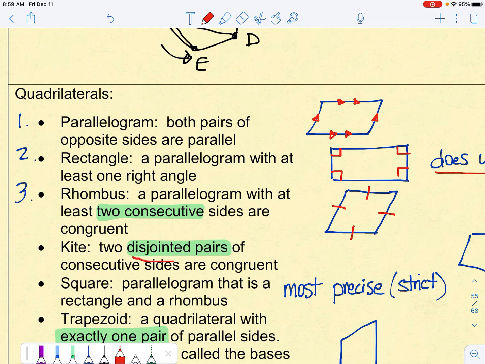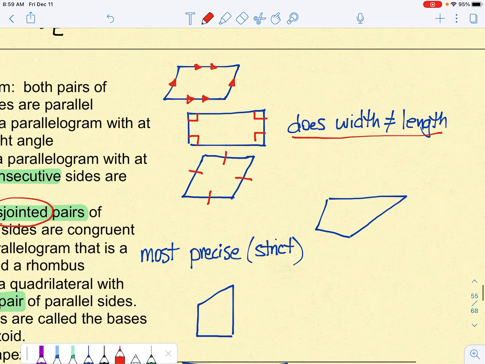Kite, disjointed pair. Fancy word. What does that mean? That means that you have a pair here, and it's not joined to this pair here. All right?